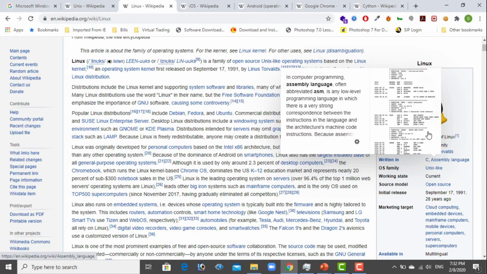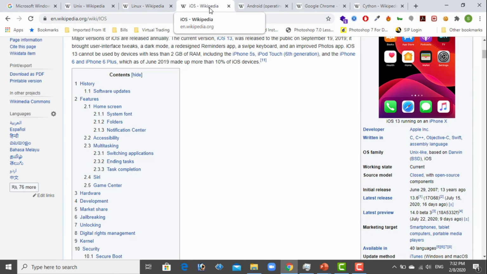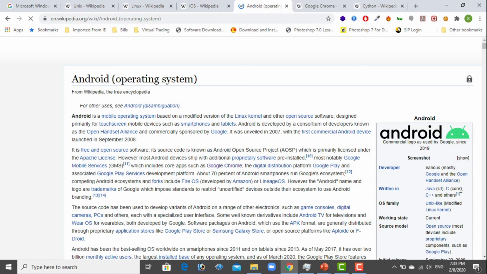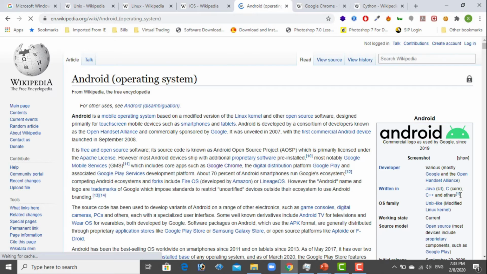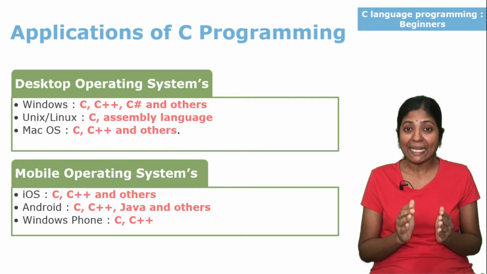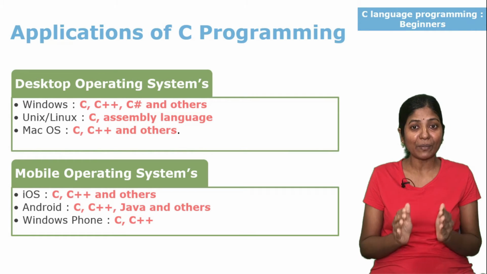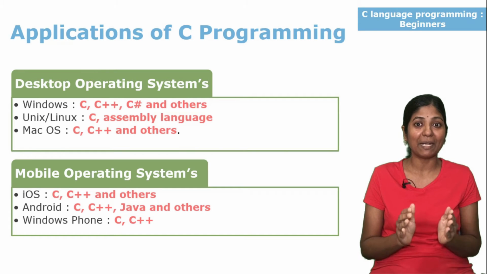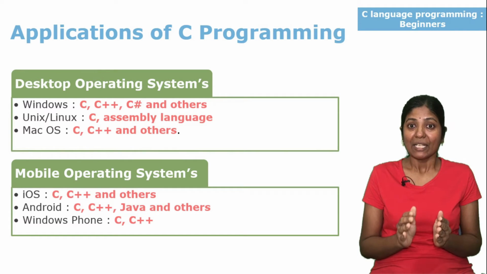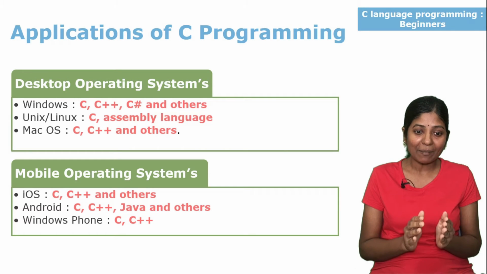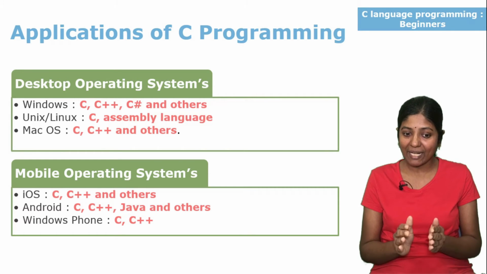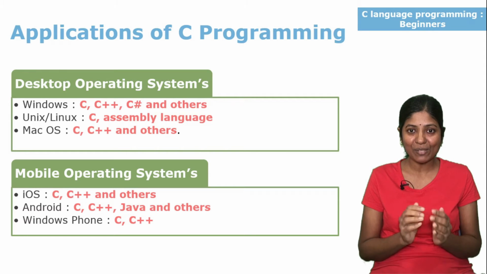Let's go and check the mobile operating systems as well. The iOS operating system was written in C, C++, Objective-C and so on. Let's go and check the Android operating system. It was written in Java, C, C++ and others. One more thing we should note here is that to develop any software, they may use one programming language or they may use multiple programming languages. So, using C programming, we can develop desktop operating systems as well as mobile operating systems.